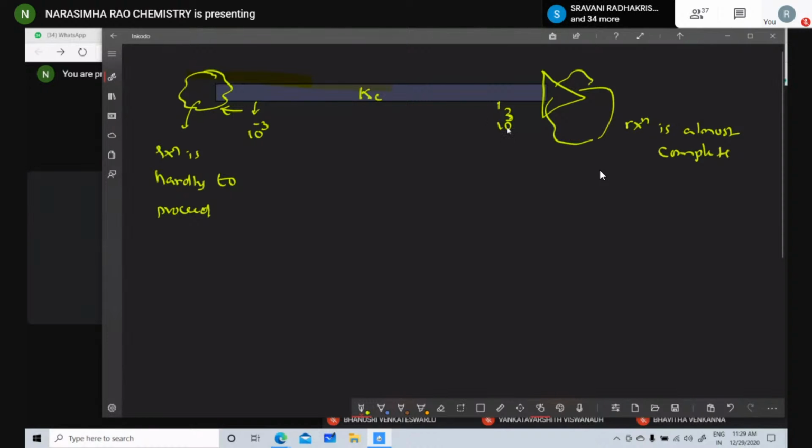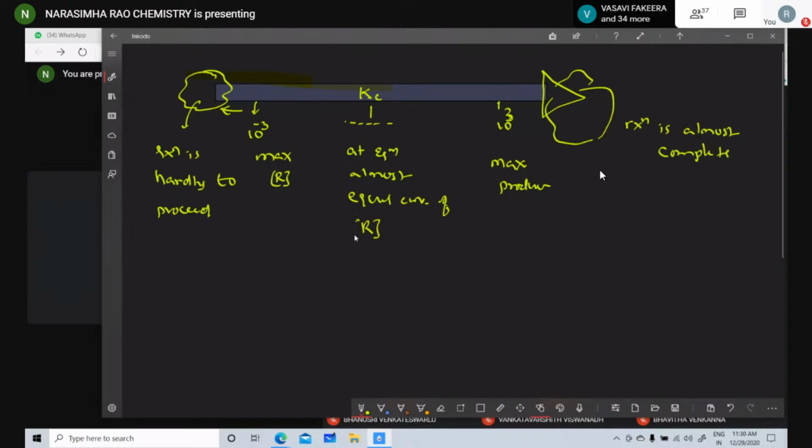So greater the Kc value, maximum product concentration, minimum reactant concentration. It's clear. At this area, at equilibrium, there is almost equal concentrations of reactants and product. Children, is it clear now? Clear, sir.